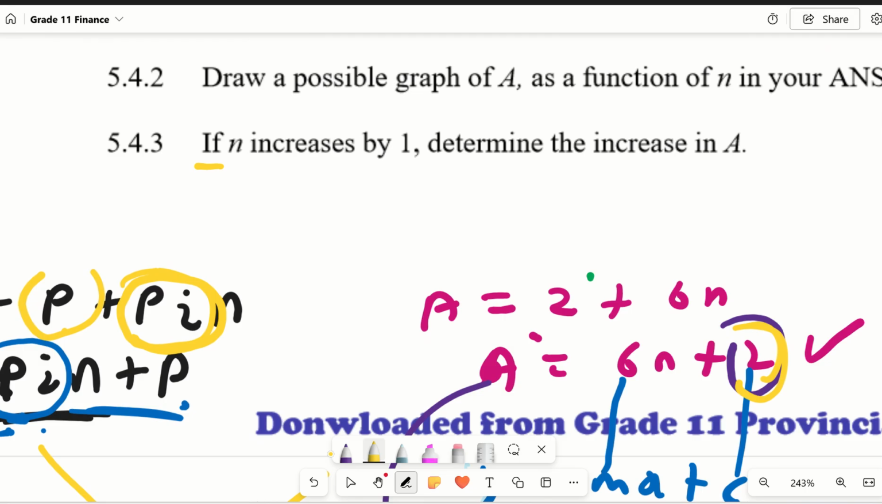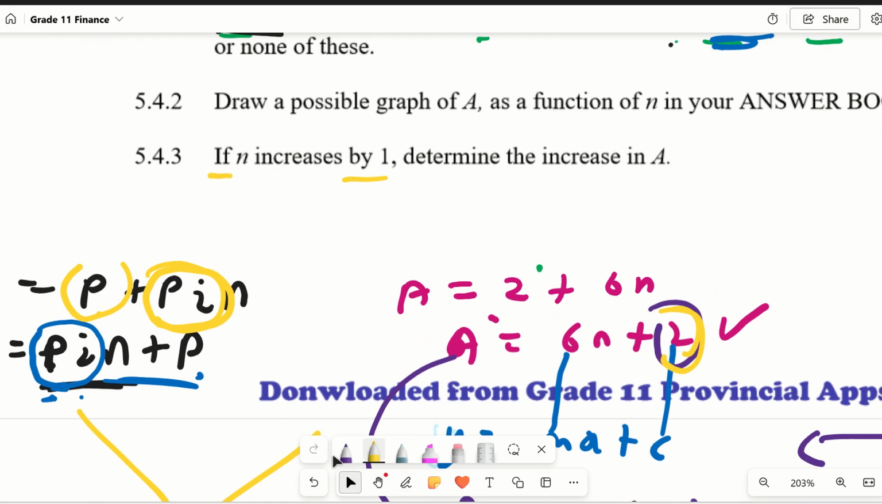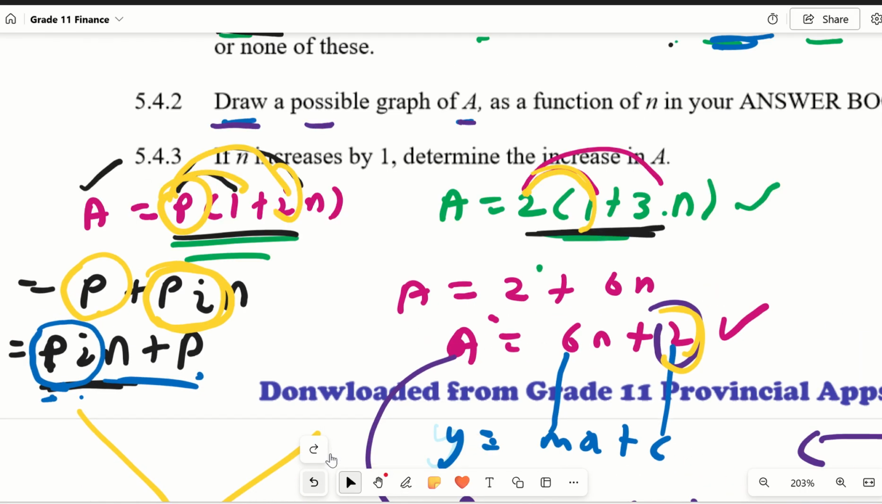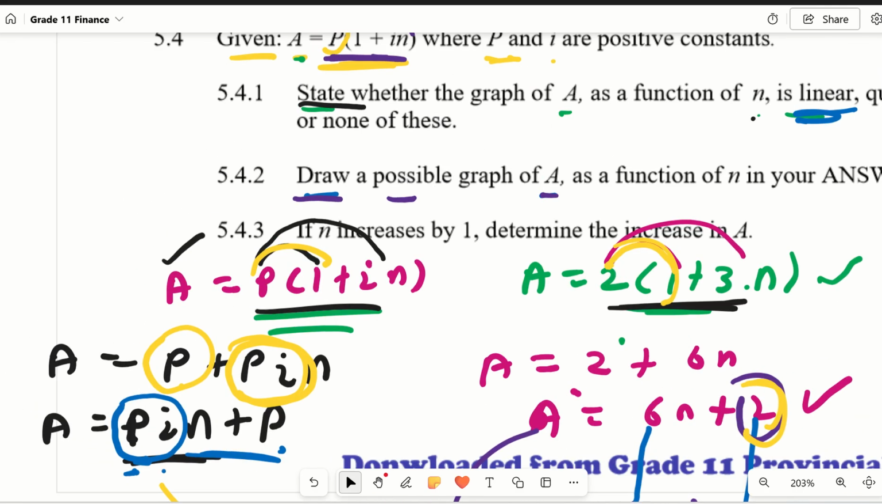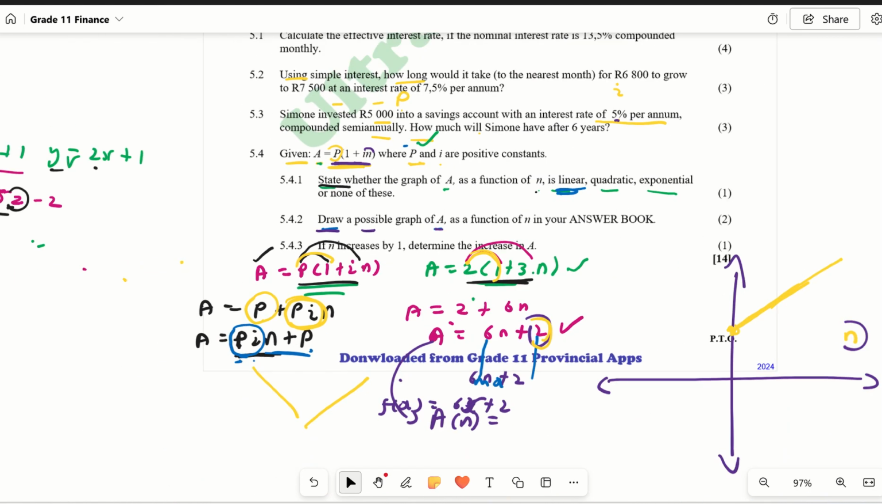If n increases by, let's do this. Sorry about that. Let me try to move. See if I can move. Yes, move. I can't move it. Oh God. I'm trying to reduce the size there and remove that. Yes. Okay.